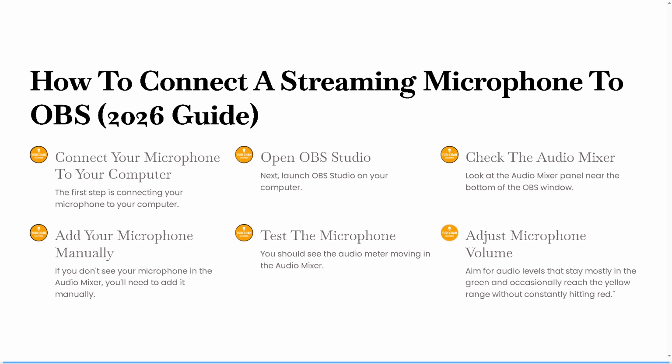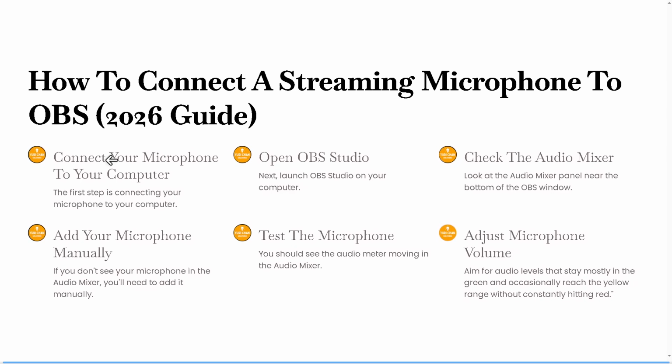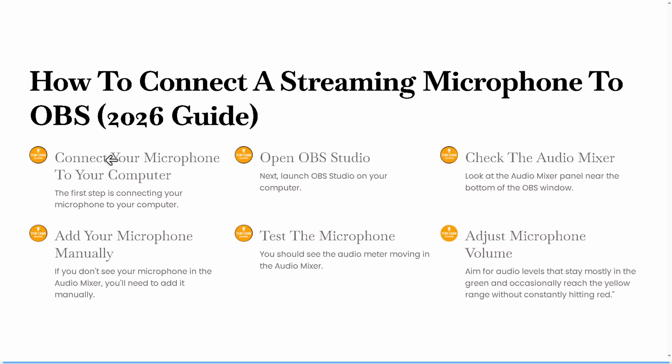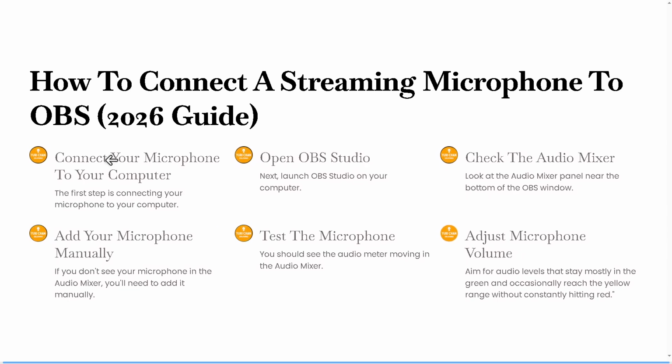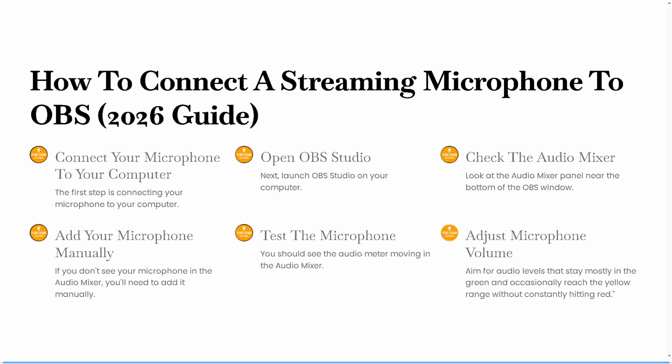Now, the first step is connecting your microphone to your computer. If you're using a USB microphone, simply plug it into an available USB port on your computer. If you are using an XLR microphone, connect it to your audio interface, then connect the audio interface to your computer. Wait a few moments for your operating system to recognize the device before moving on.